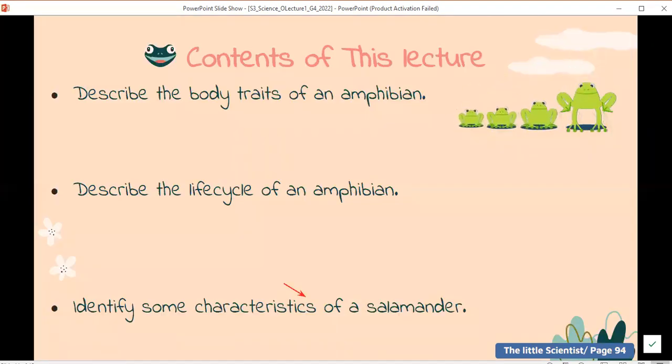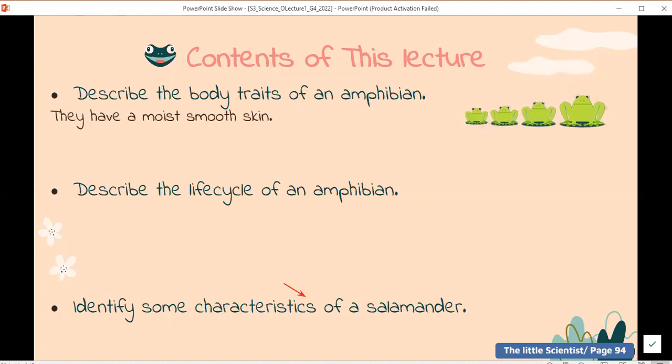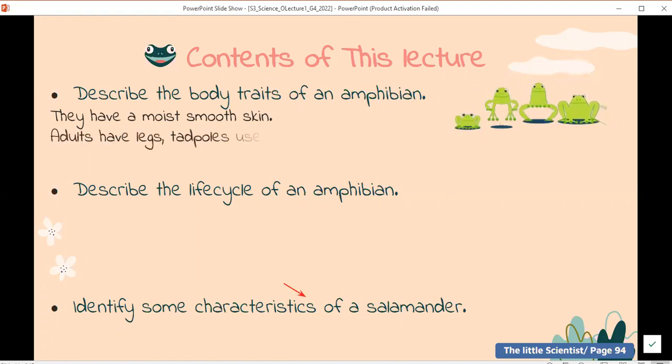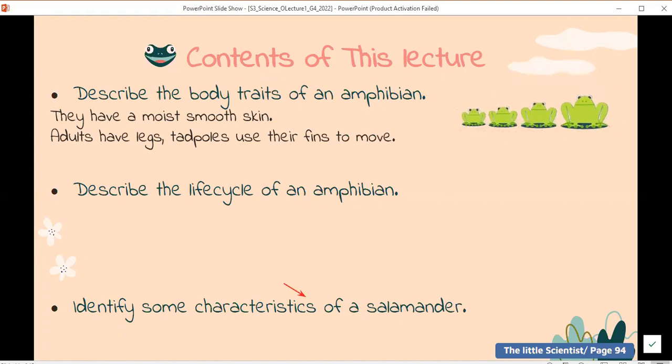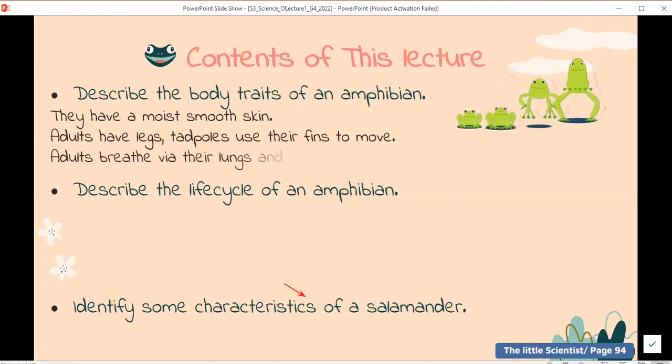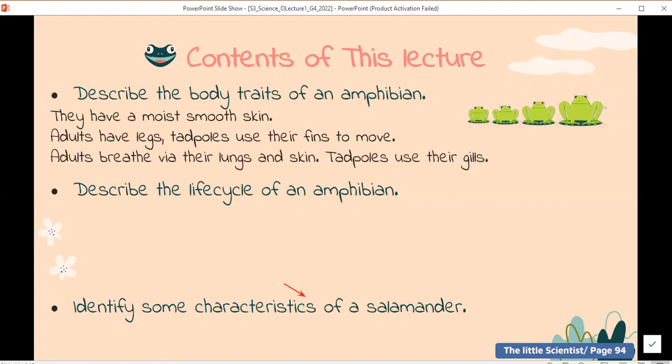And this is our lesson. What did we say about amphibians? They have a moist, smooth, slimy skin. It is a slippery skin. Adults have legs, while tadpoles, babies, have fins. Adults breathe with their lungs and skin. Babies or tadpoles use their gills to breathe.